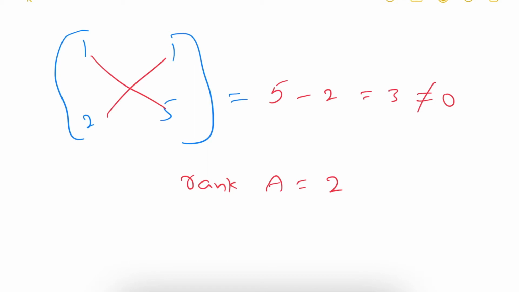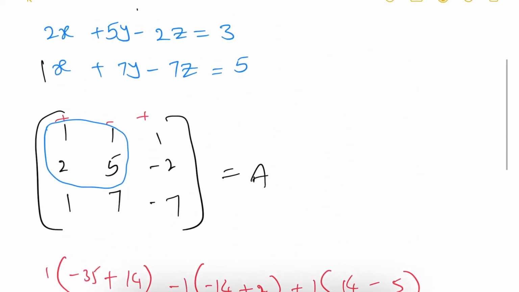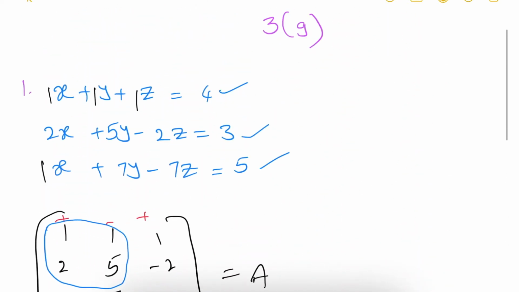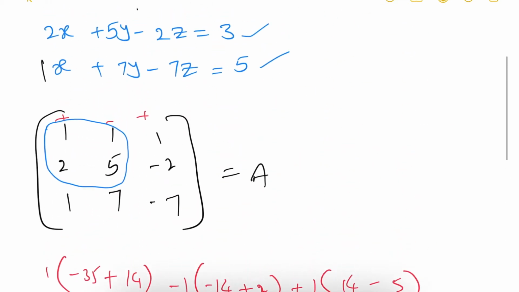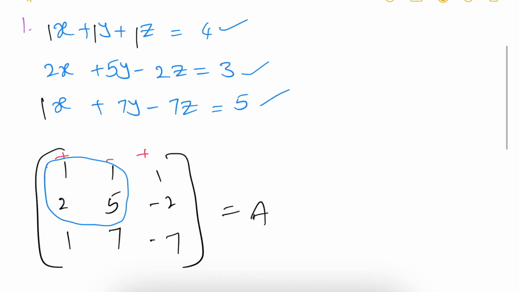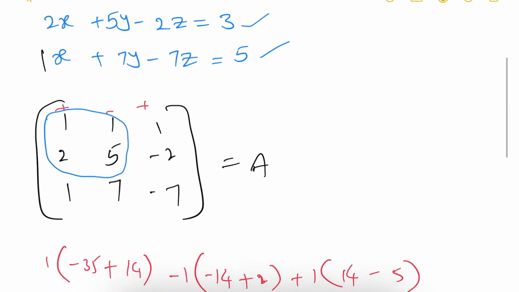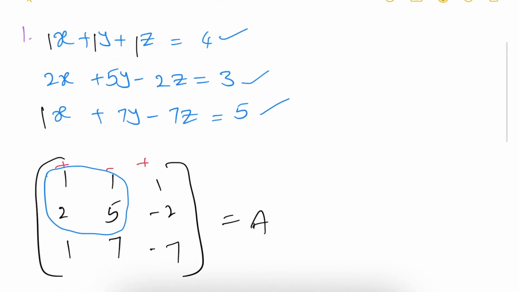Now let us create the augmented matrix, that is the A augmented with the constant numbers, which we also need to add. So the first row will become 1 1 1 4. Next, the second row will become 2 5 minus 2 and 3. Next, the last will become 1 7 minus 7 and 5.